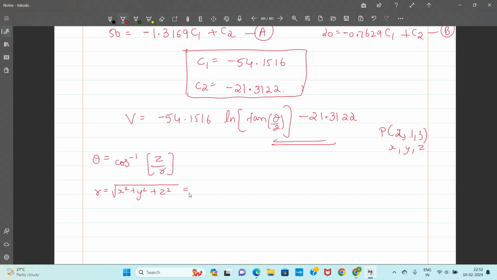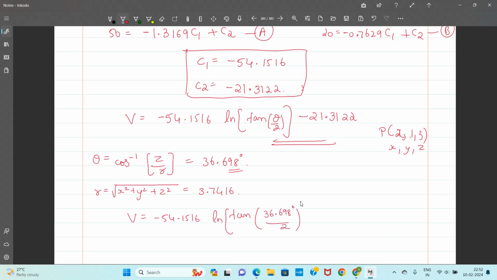First, you calculate r value. r is root of x square plus y square plus z square. That is root of 2 square plus 1 square plus 3 square. So you will be getting the answer as 3.7416. Then you should put that value here. Cos inverse of z is 3 and r is 3.7416. So you're getting the theta value as 36.698 degrees.